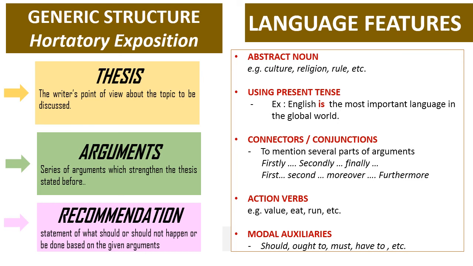Jadi, struktur kebahasaan yang biasanya terdapat pada hortatory exposition ini adalah adanya abstract noun atau kata benda yang sifatnya abstrak. Contohnya adalah budaya, agama, peraturan, dan lain-lain. Kemudian juga karena ini mengungkapkan tentang pendapat berupa fakta, biasanya juga menggunakan present tense atau simple present tense. Sedangkan konjungsi atau kata penghubung yang terdapat di hortatory exposition itu adalah firstly, secondly, finally, and etc.